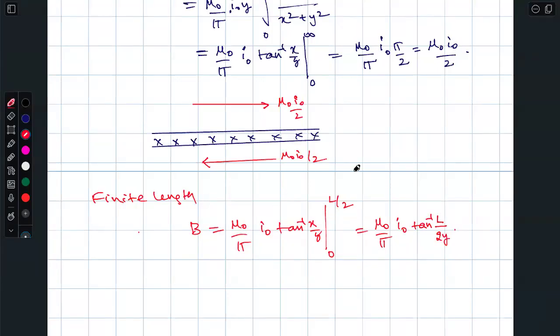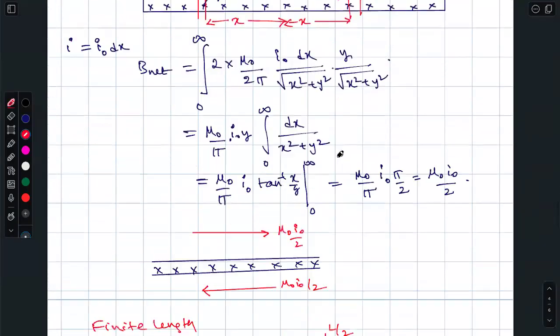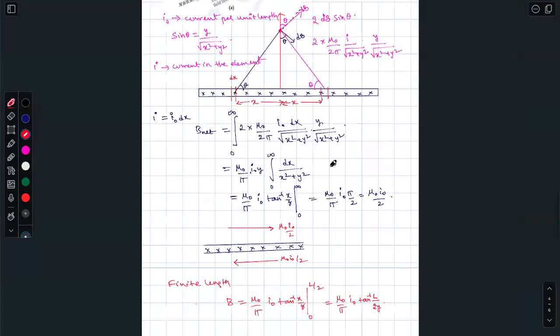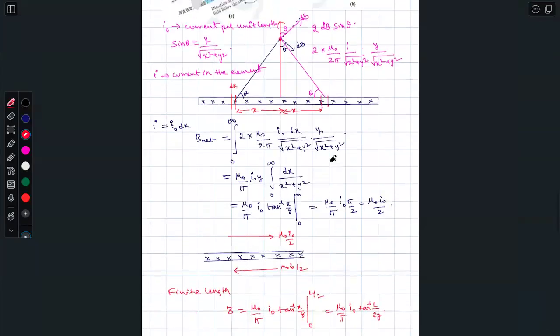So I have given both the expressions, finite length, infinite length. Just please go through. Do you have any doubt in this? Sure?